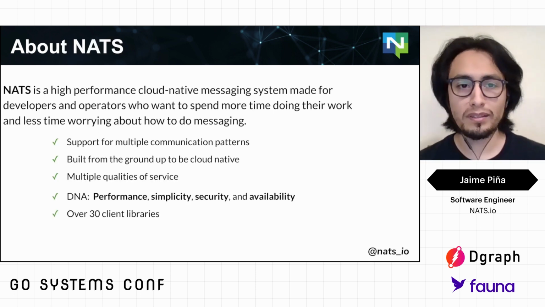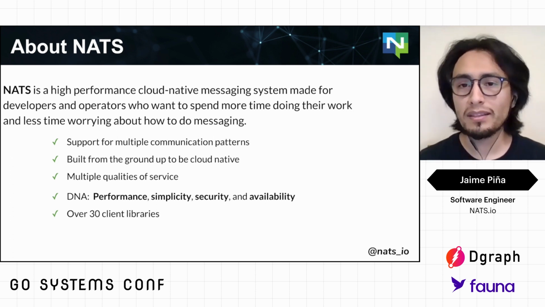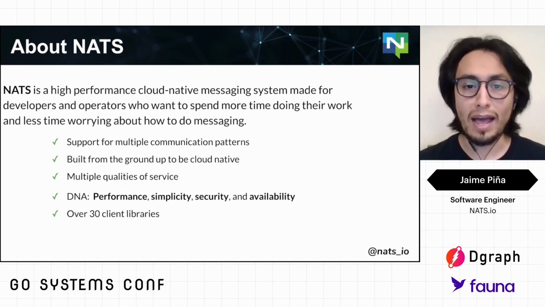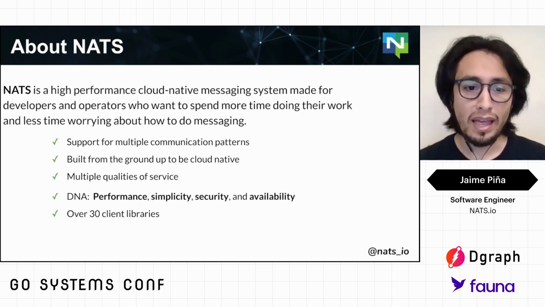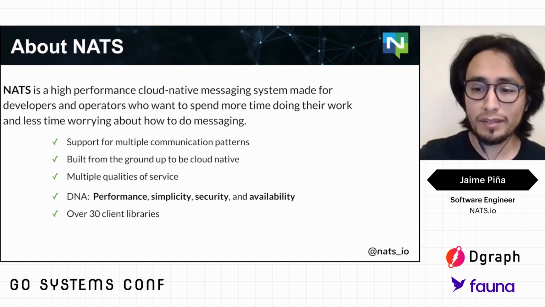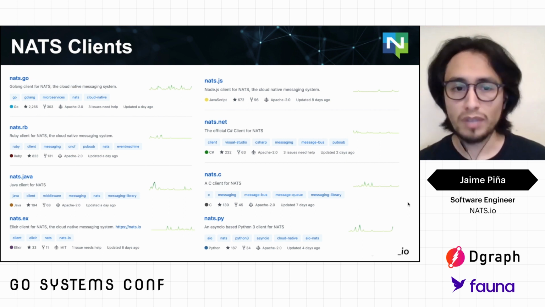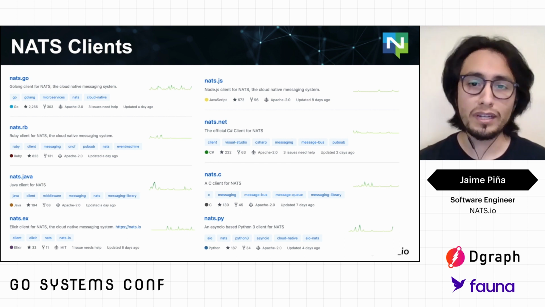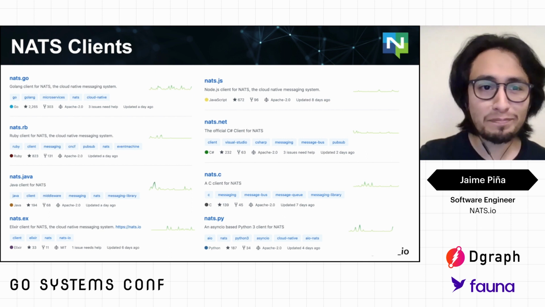So let's start off with what is NATS? NATS is a high performance messaging system that you can use to do a couple of different communication patterns within your app or organization. We like to focus on performance, simplicity, security, and availability. And we have a ton of client libraries. Here are some of the more popular ones like Go, .NET, Java, and Python, but we have a ton more, and we probably have one in your favorite programming language. So come and check them out.